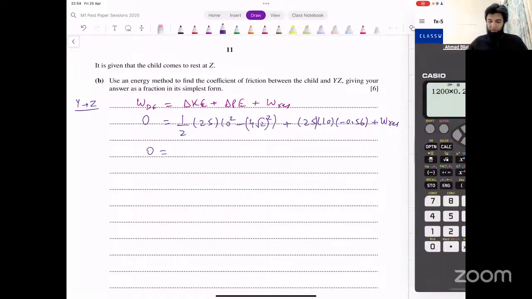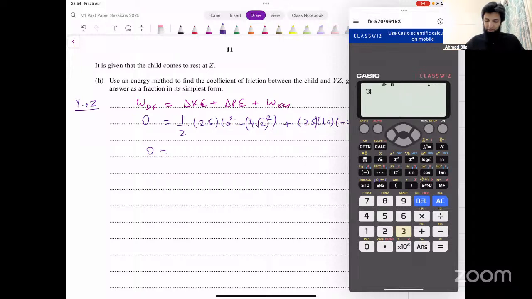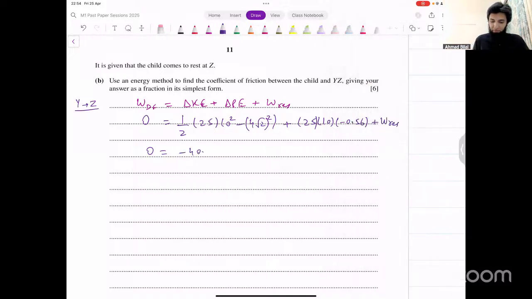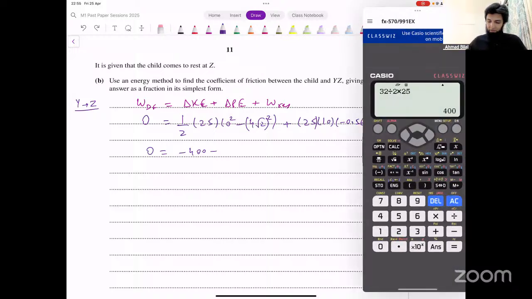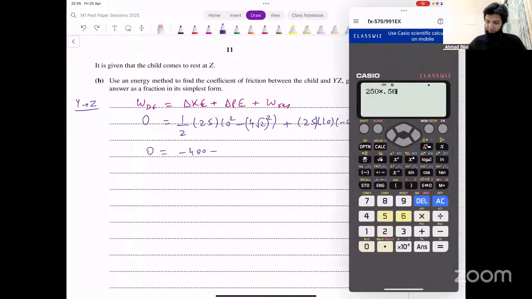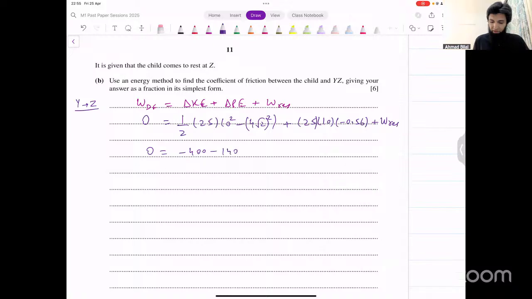Has anyone done that? 16 times 2 is 32, divided by 2, into 25. That's 400 minus 400 into 0.56, 140 plus work done against resistance. Does it turn out to be 540? Can anyone confirm that? Is that 540 joules? Okay, that's the work done against resistance.